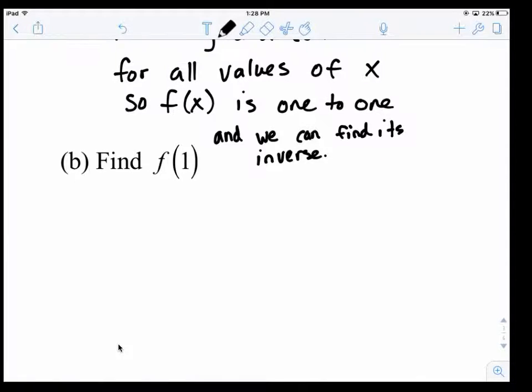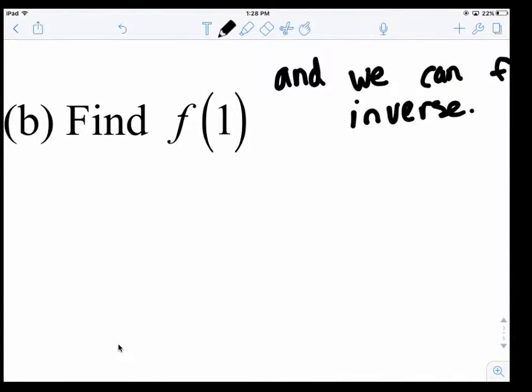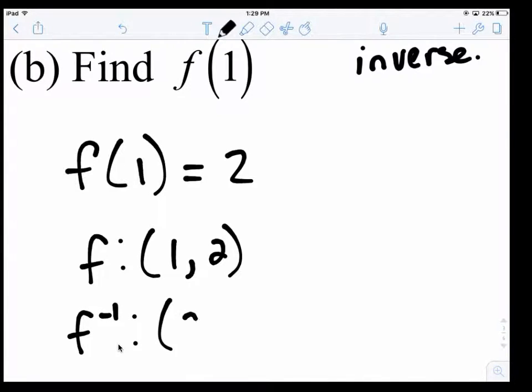All right. So what would f of 1 be? 2. Okay. So I know that f has a point at 1, 2. So that means that its inverse has a point at 2, 1.